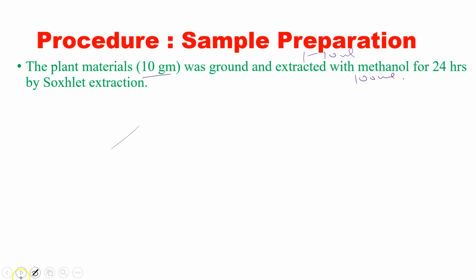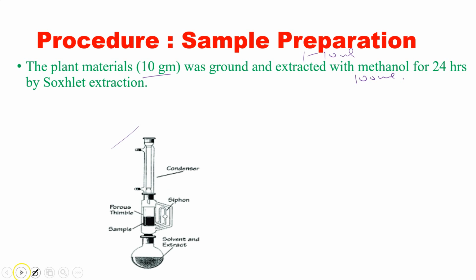So you can continue it for 24 hours. When the siphon tube becomes colorless, at that moment also you can stop. This is a general procedure for a Soxhlet extraction. In case of some compounds, they are extracted in minimum time, but as soon as 100 cycles are completed, or the siphon tube becomes colorless, at that time you can remove the extract.